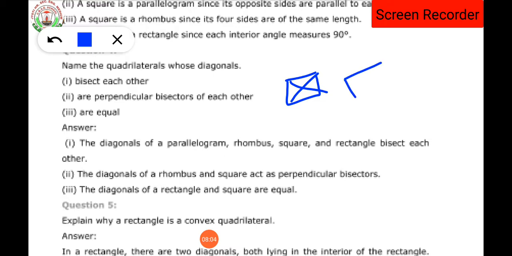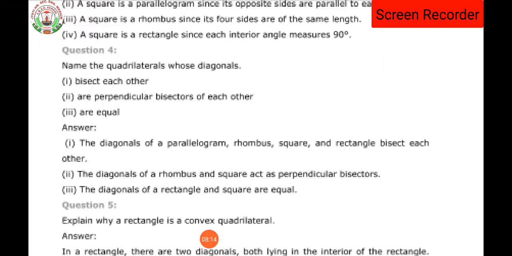In the same way, in a rectangle, the diagonals bisect each other. In the case of a parallelogram, the diagonals also bisect each other. In the case of a rhombus, the diagonals also bisect each other. So the diagonals of a parallelogram, rhombus, square and rectangle bisect each other. Clear? Then next question. Name the quadrilateral whose diagonals are perpendicular bisectors of each other.